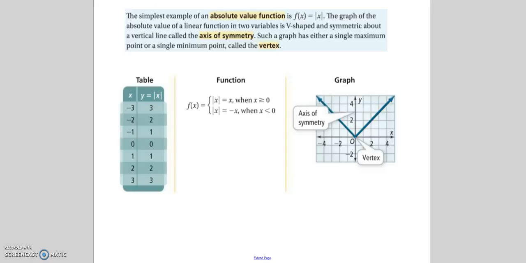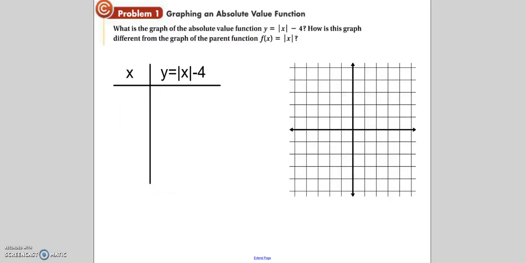So, if we look at the graph of an absolute value, this is our vertex, that point. The line that goes through that point is called our axis of symmetry. And, as you can see, the V is reflected on both sides of the axis of symmetry.